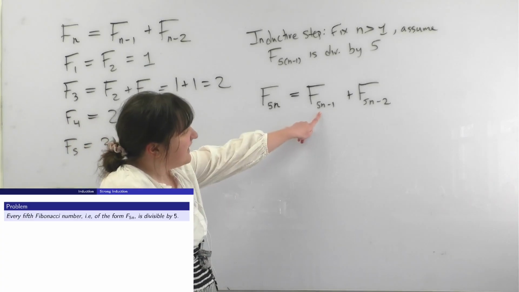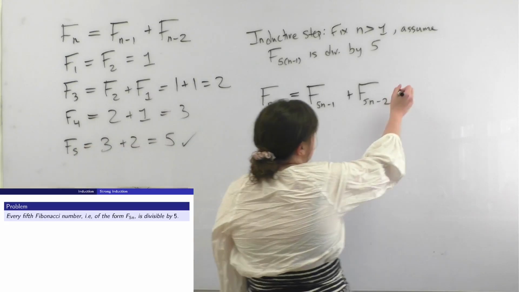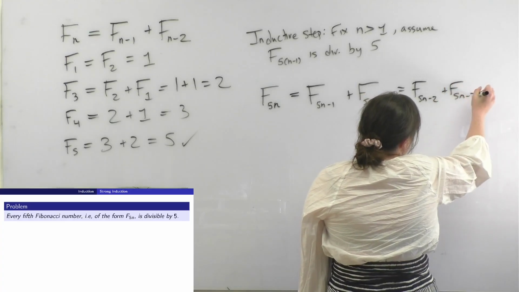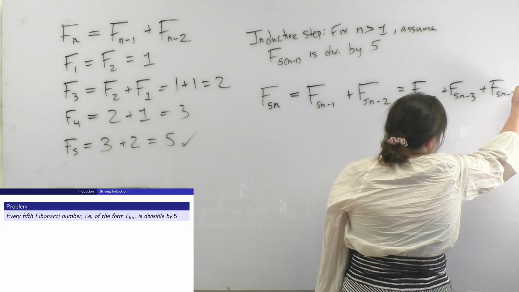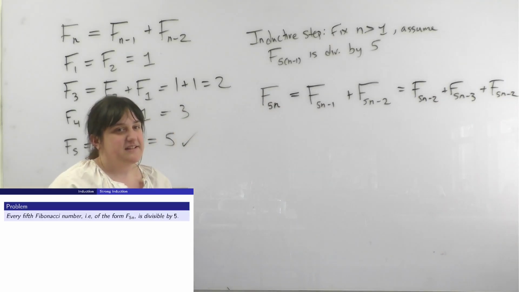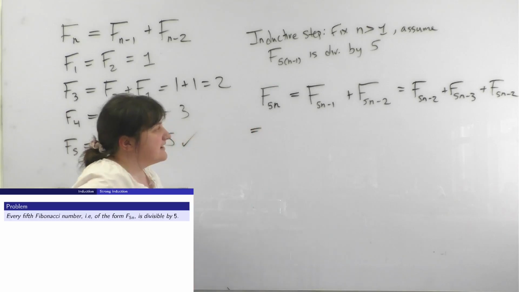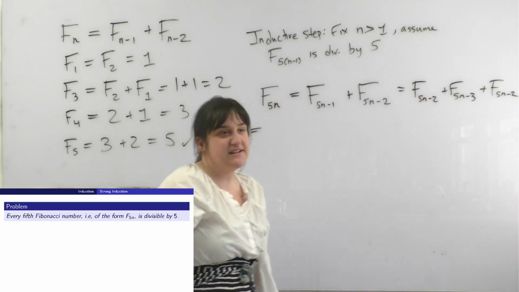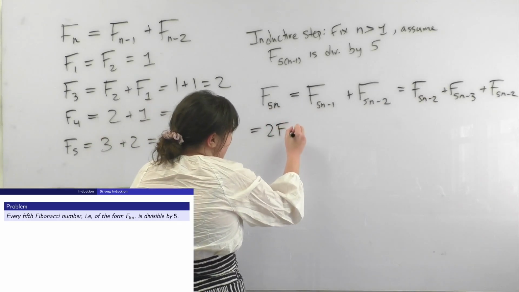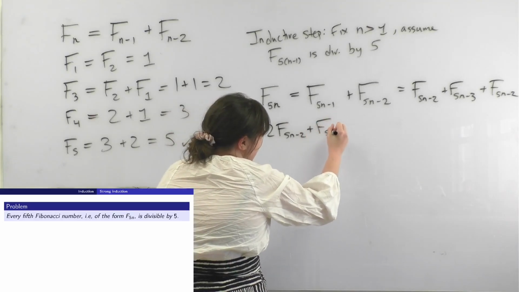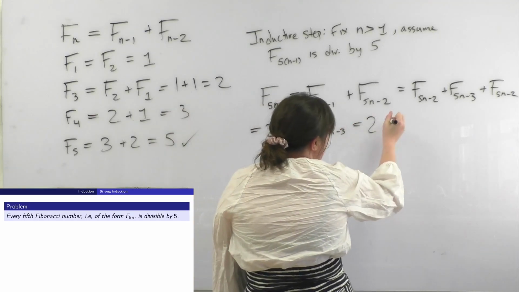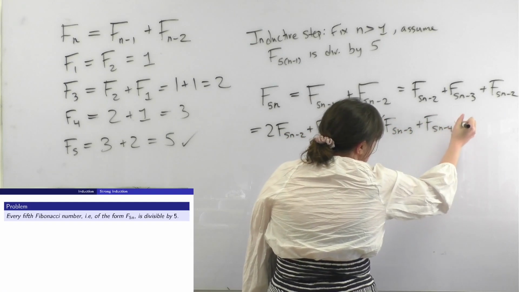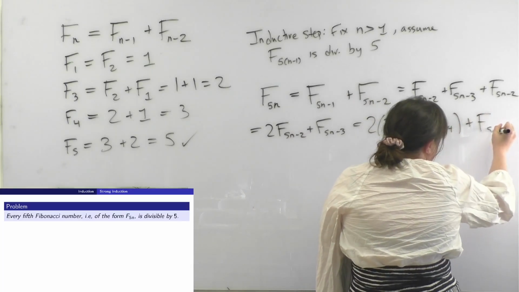Yep, okay. Let me lower this first one first. So this is F5n minus 2 plus F5n minus 3 plus F5n minus 2. Okay. Now let me lower my 5n minus 2s. I have 2 copies of F5n minus 2 here. So 2 F5n minus 2 plus F5n minus 3. This is 2 times F5n minus 3 plus F5n minus 4, plus F5n minus 3.